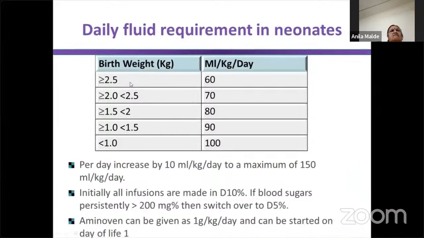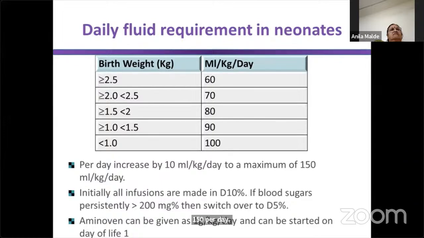The daily fluid requirement is as per the weight of the baby. A baby of 2.5 kg or more requires 60 ml per kg per day. But as the weight reduces by 500 grams, the baby will require 10 ml per kg per day more. And per day, there is further increase in the requirement by 10 ml per kg per day to a maximum of 150 ml per kg per day.